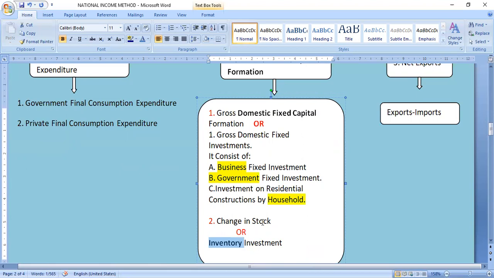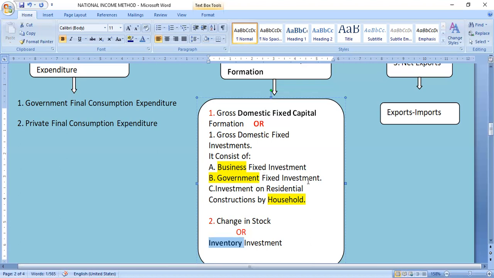Who will do such type of fixed investment? This type of fixed investment is generally done by the household side for the construction of houses, for residential construction. Clear? Household will do. Government will do for the purchase of various types of goods, for the making of buildings, hospitals, infrastructure, schools, waterworks, flyovers. So this is generally done from the government side. This is a fixed investment.